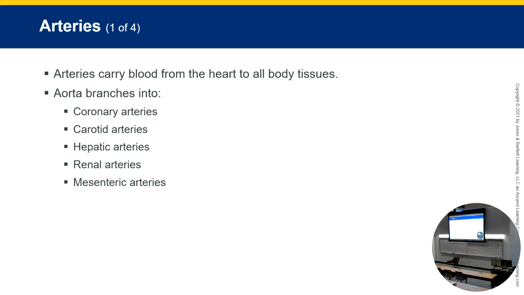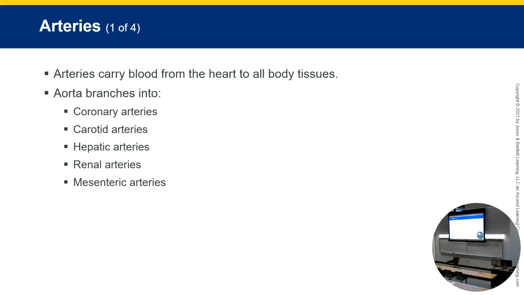Arteries, we kind of hit on. Again, arteries carry blood from the heart to all body tissues. Aorta branches into coronary arteries, carotid, hepatic, renal, and mesenteric. The coronary arteries supply oxygen to the heart muscle. Carotid arteries supply oxygenated blood where? Where is our carotid artery located? The neck, right? Probably goes to your brain. Good. Your brain, face, your whole head.